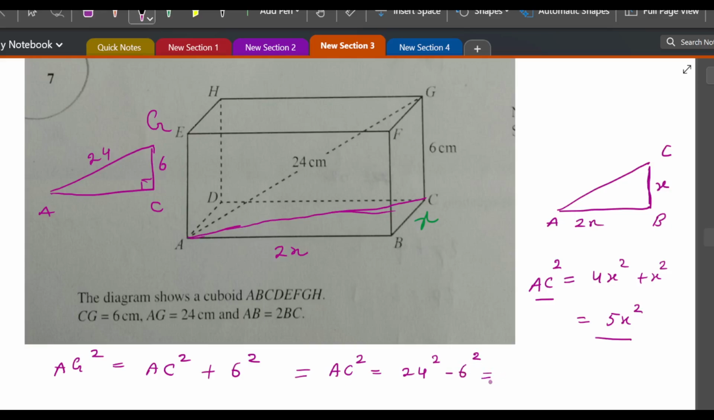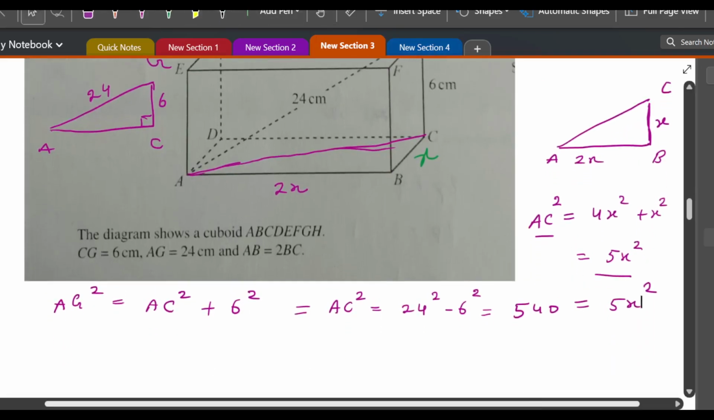So 24 square minus 6 square, if you find out, is 540. So AC square is 540. And this AC square is also equal to 5x square. So what is x square? 540 is equal to 5x square, so x square is 108. You understand this much?